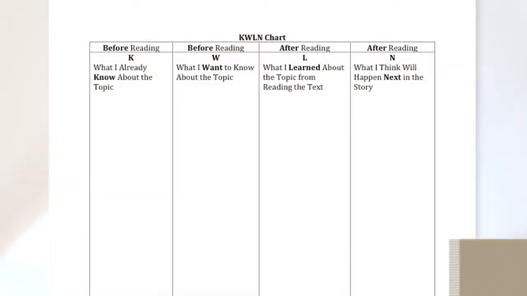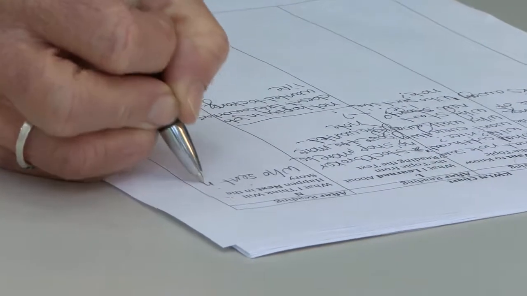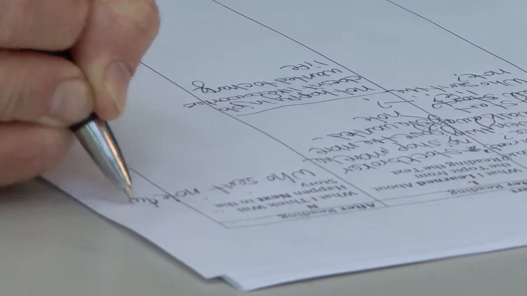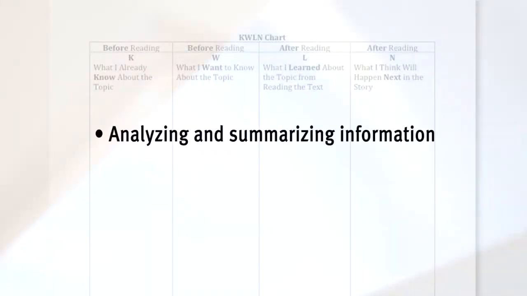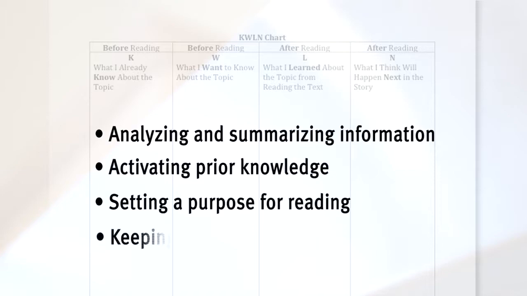Research tells us that people understand, process, and remember new information better when they can relate it to information they already know. Using a KWLN chart is a way for learners to improve their comprehension by connecting new ideas and information to their current knowledge base. Adult learners may find graphic organizers useful for the following tasks that help improve reading comprehension: analyzing and summarizing information they need to learn, activating prior knowledge, setting a purpose for reading, keeping track of what they learn.